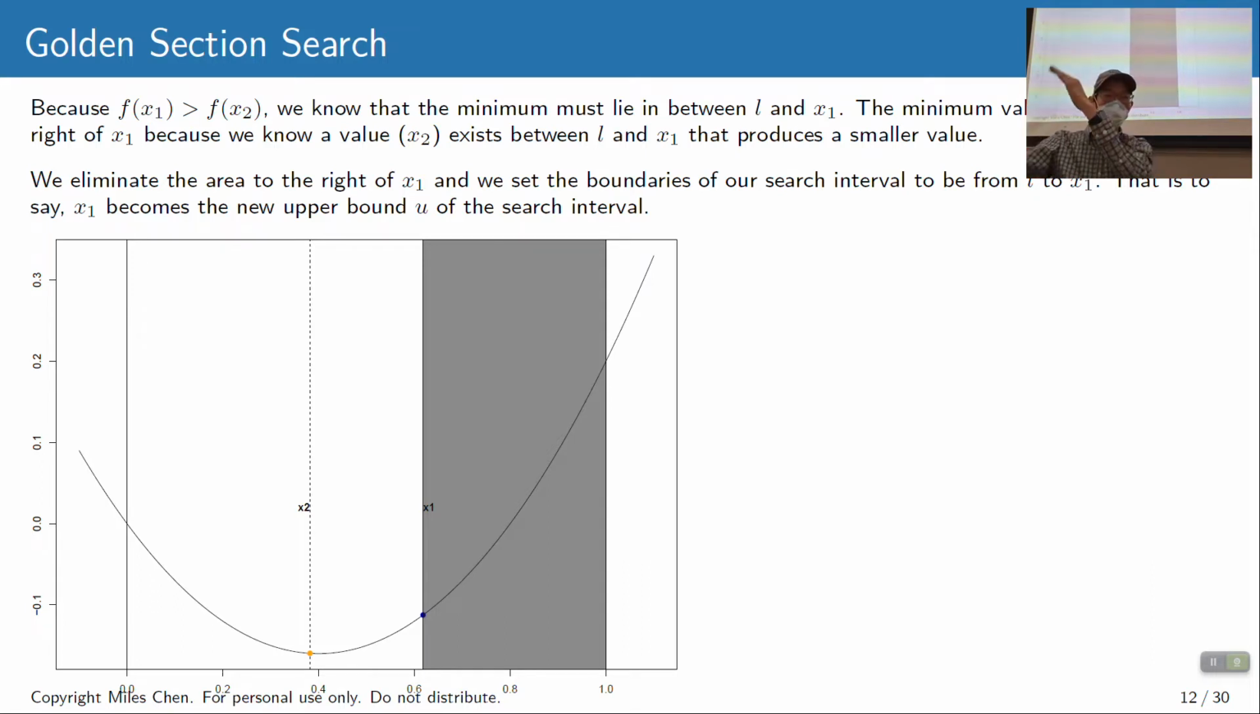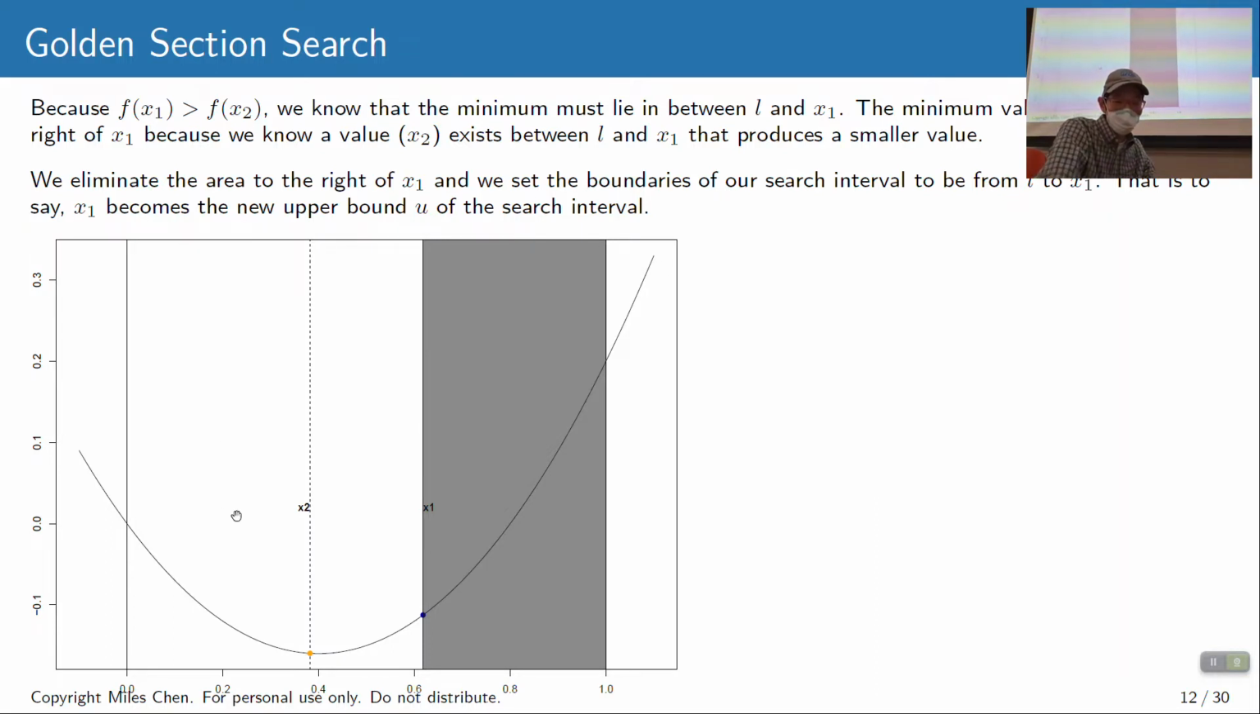So we're going to throw away about 38% of my search interval, and we're going to throw this side away. We're going to search for the minimum somewhere between the lower bound and now my upper bound is going to be x1. Is that okay? So we eliminate the area to the right of x1, and we set the boundaries of our interval to be from the lower bound to x1.